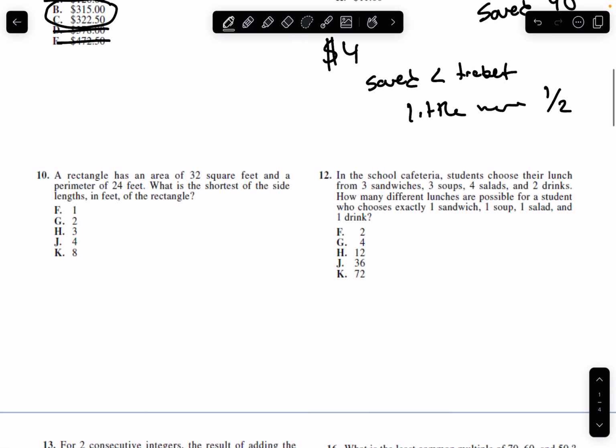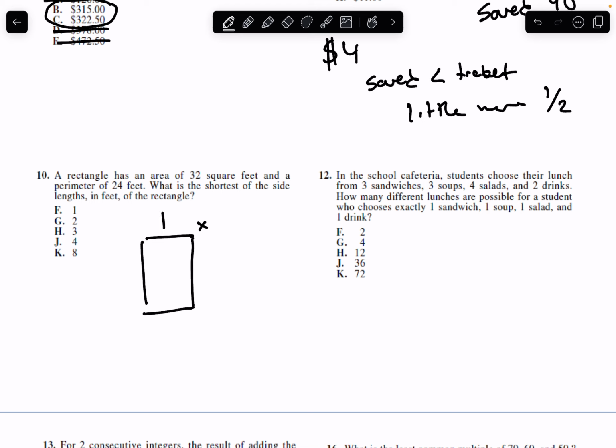Let's see. Sometimes you can't eliminate things right off the bat, but as you start doing the problem, you can start to eliminate things. A rectangle has an area of 32 square feet. So if I have a rectangle, the area means I take one side and multiply it by the other side, right? What's the shortest side of the rectangle? And it gives me a bunch of options. Well, we can start plugging them in.